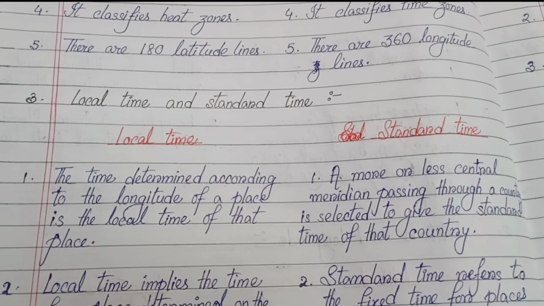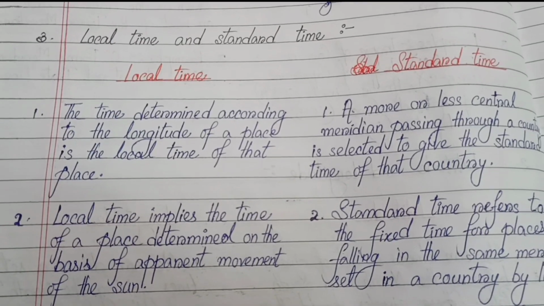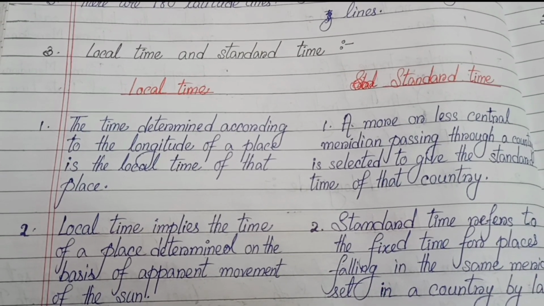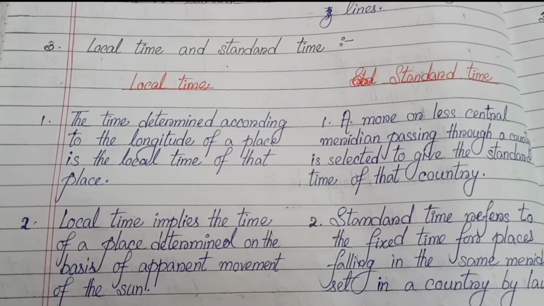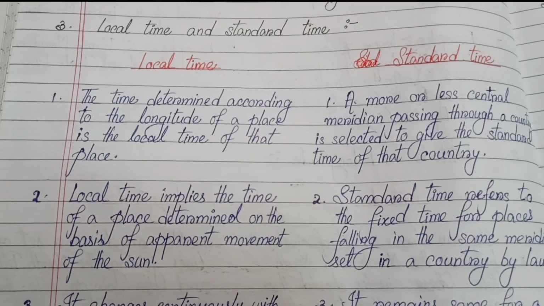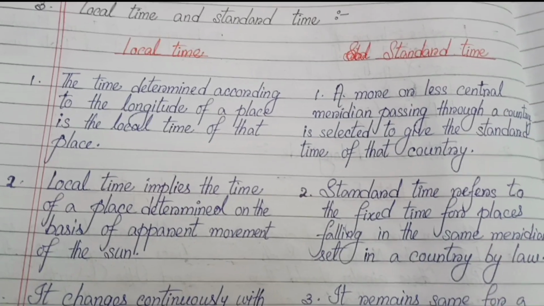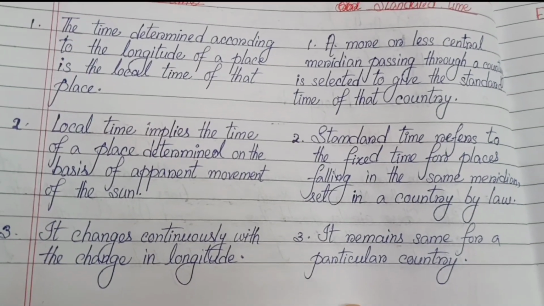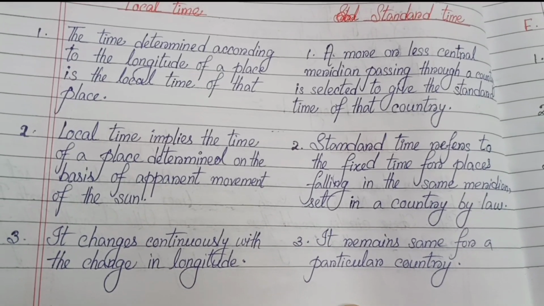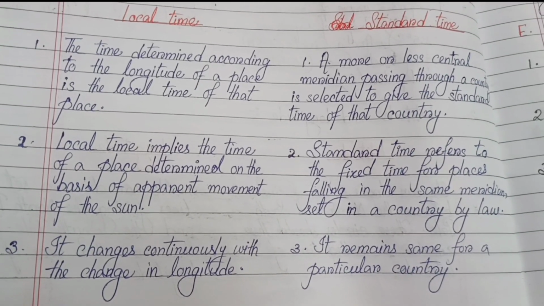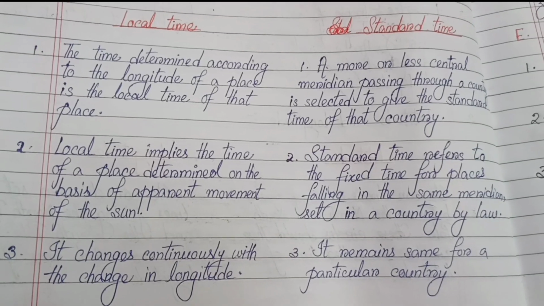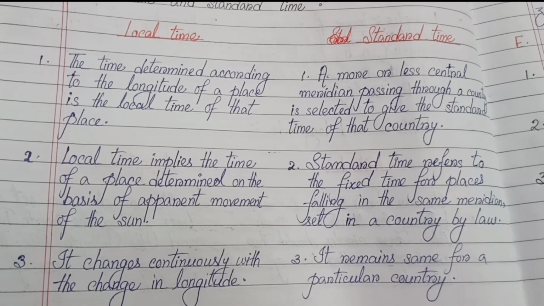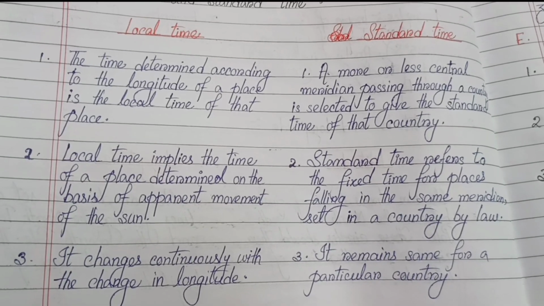Differences between local time and standard time. Number 1, the time determined according to the longitude of the place is the local time of that place. Number 1 here, a more or less central meridian passing through a country is selected to give the standard time of that country. Number 2, local time implies the time of a place determined on the basis of apparent movement of the sun. Number 2, standard time refers to the fixed time for places falling in the same meridian set in a country by law.